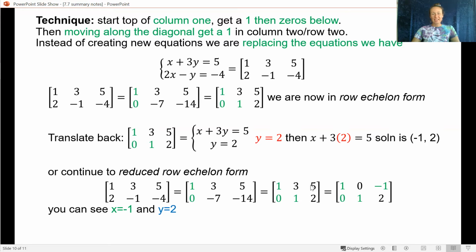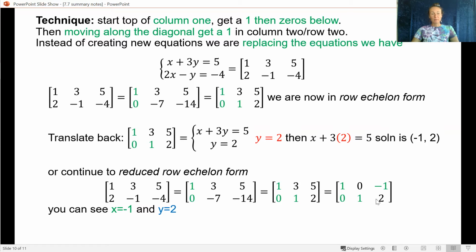The nice thing is that because there's a 0 in the front, it's not going to affect this 1 at all. So we'll multiply row 2 by a -3 and then add it to row 1. -3 times 1 is -3 plus 3 gives us 0. -3 times 2 is -6 plus 5 gives us -1. Once we're in this reduced row echelon form, our solutions to our variables are just the right-hand column. So x is -1, y is 2.